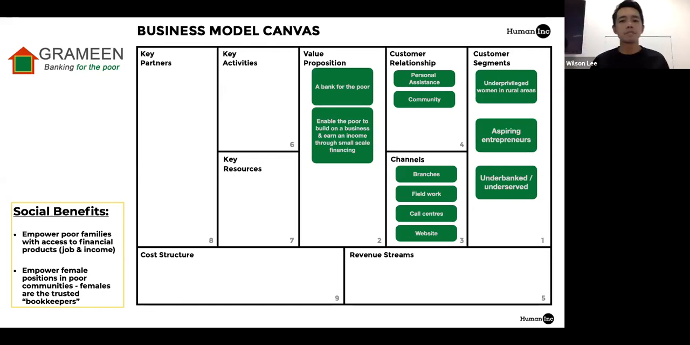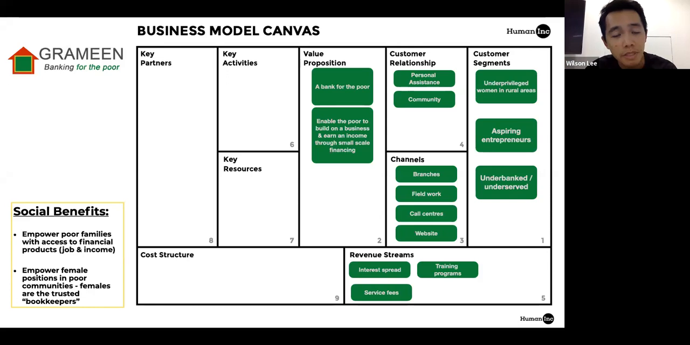And customer relationships, slightly different. This one is very much personal assistance. So they have a trusted bond between the Grameen village head, who's appointed with the person, because they don't have a collateral, right? So they really have to have this personalized assistance and accountability from them. And of course, you've seen most of it, they have a community aspect as well.